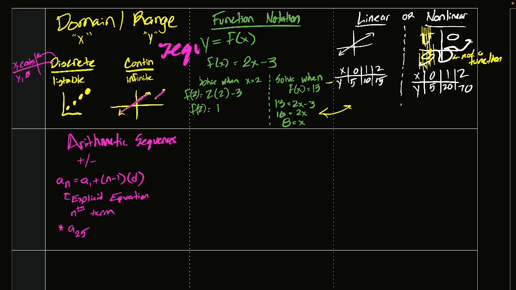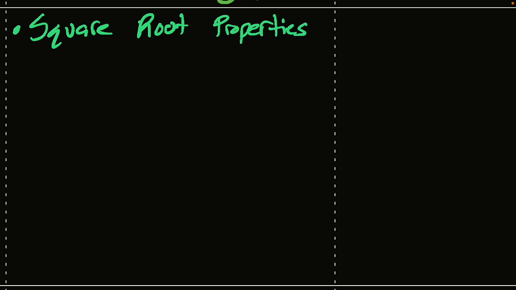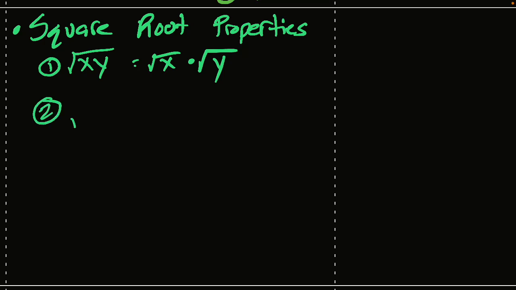Let's take a look then at Chapter 6. This will go a little bit quicker. You guys are doing good. Chapter 6 started out with some rules. And first it was square root rules, or properties might be the better word. And we looked at two of them. One of them was when we have the square root of x times y, we're allowed to break that up into the square root of x times the square root of y. The second one was when we had a fraction, x over y, we could break that up into the square root of x over the square root of y.